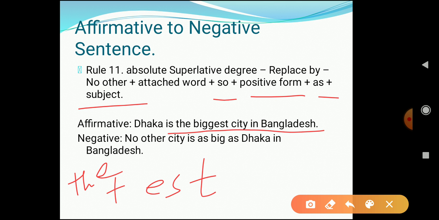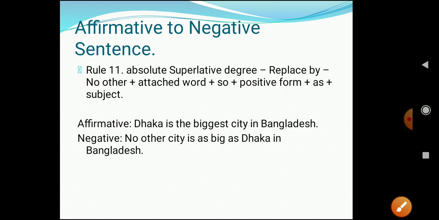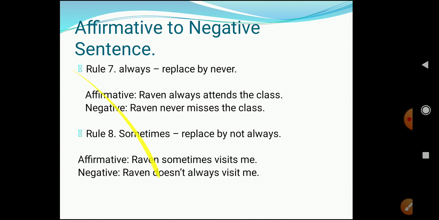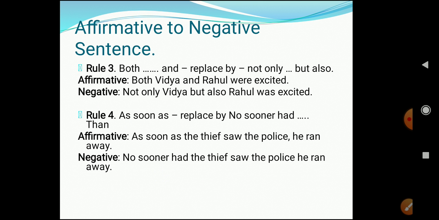So, "No other city is as big as Dhaka in Bangladesh." Over here we have used "as" plus "big", that is the adjective, plus "as", and then the subject. We have just copied the subject, that is Dhaka, and then we have copied the rest of the sentence. So it is easy, right? I hope these 11 rules are clear to everyone and you have understood how to convert affirmative sentences into negative sentences and negative into affirmative.